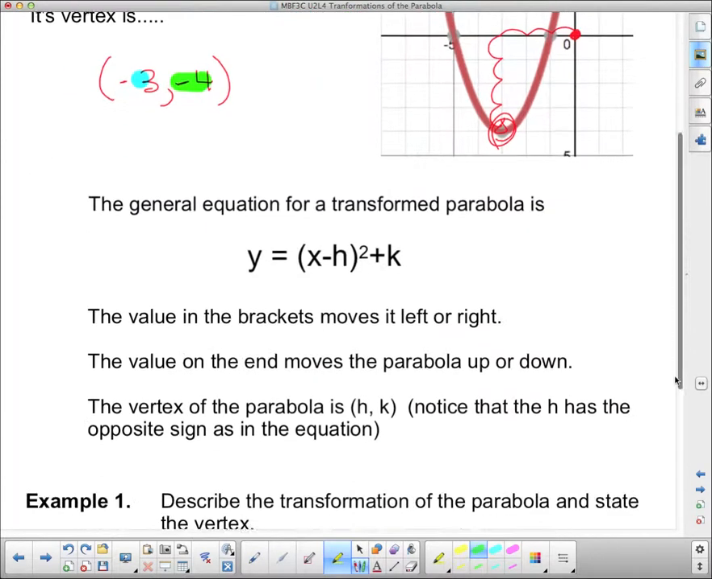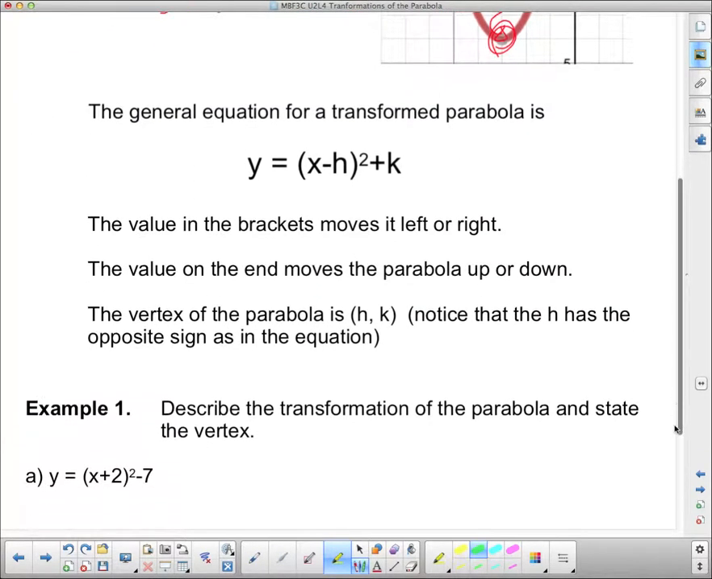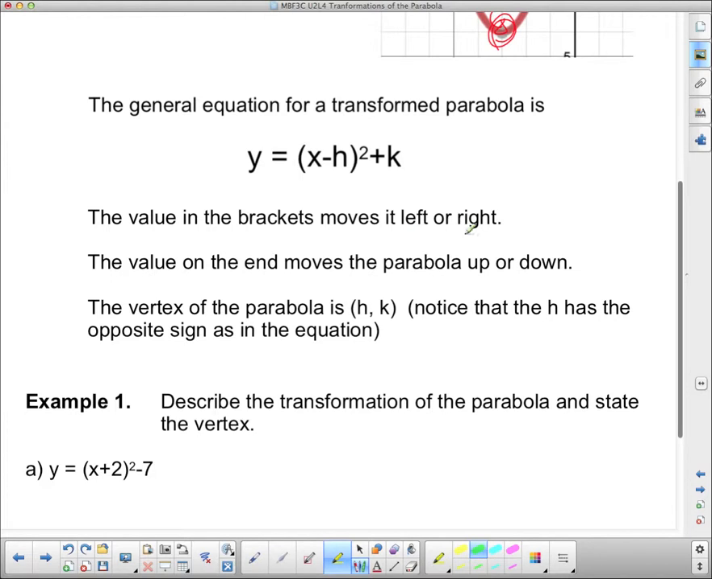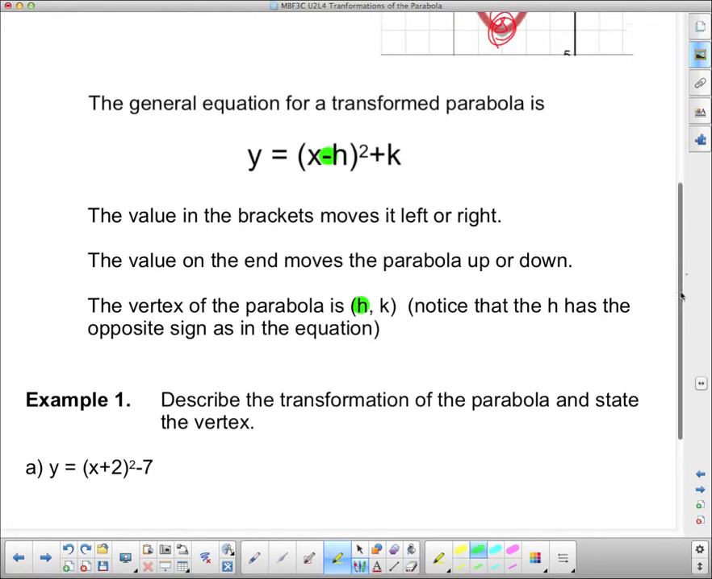So for the general equation for a transformed parabola, the value in the brackets moves it left or right. The value on the end moves the parabola up or down, and the vertex of the parabola is h, k, but notice that the h has the opposite sign. See that up here we had a negative and down here h is positive, so the h has the opposite sign as in the equation.